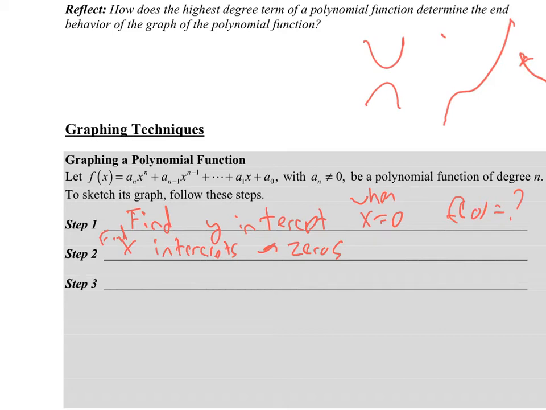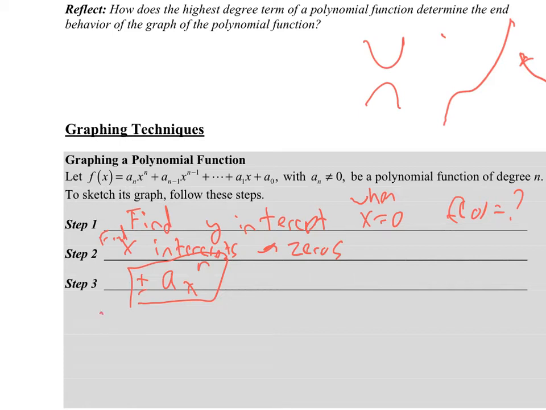Next step is realize the sign of the plus or minus that first term. So that way you can decide what's happening at those zeros. Which way am I going through them, up or down? So I would look at that leading term. That gives you a lot of information.